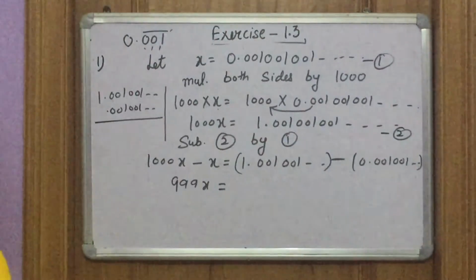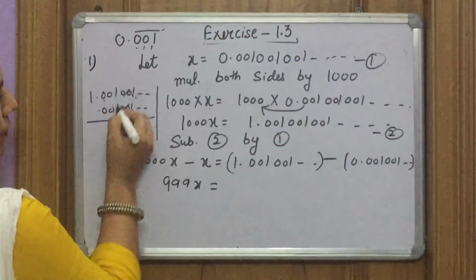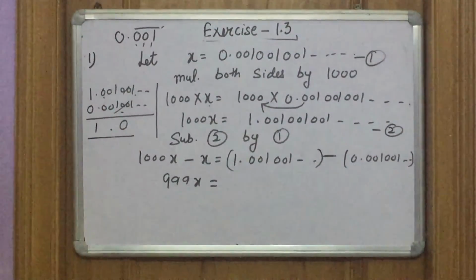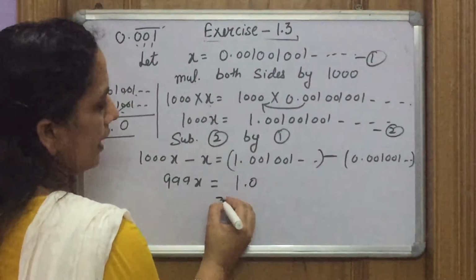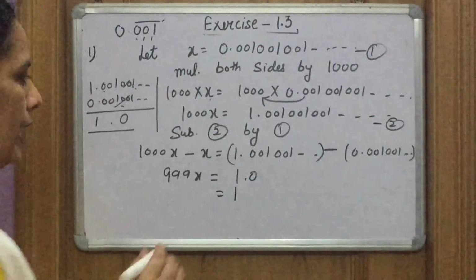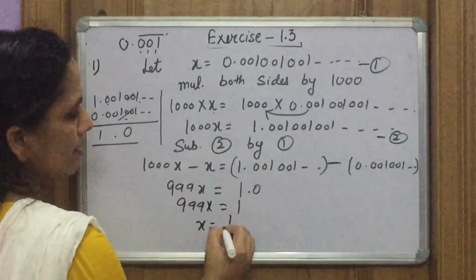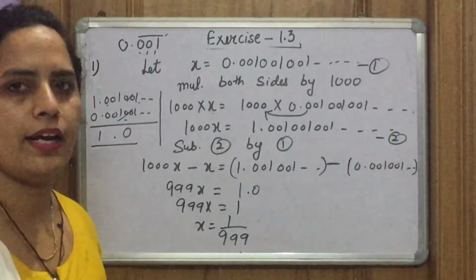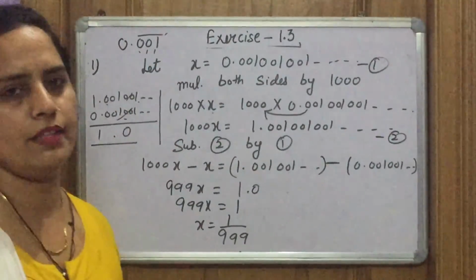If you subtract these two numbers after the decimal we have same number, that's why we will write here 0 and in left hand side we have 1. So our final answer will be 1.0 and we'll write it equal to 1. And in left hand side we have 999. So x will be equal to 1 by 999. So this is our P by Q form of this number.